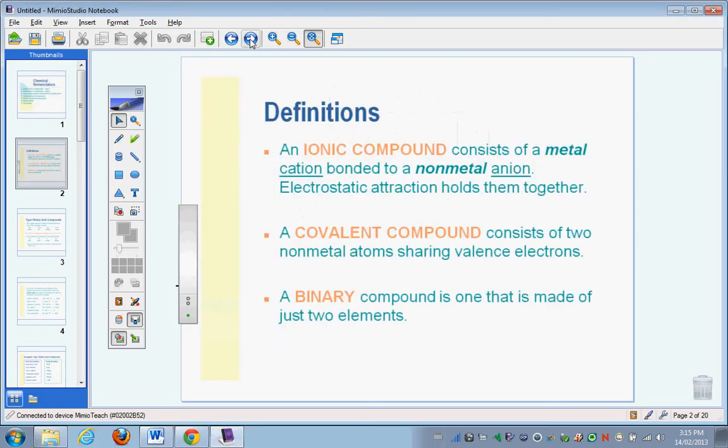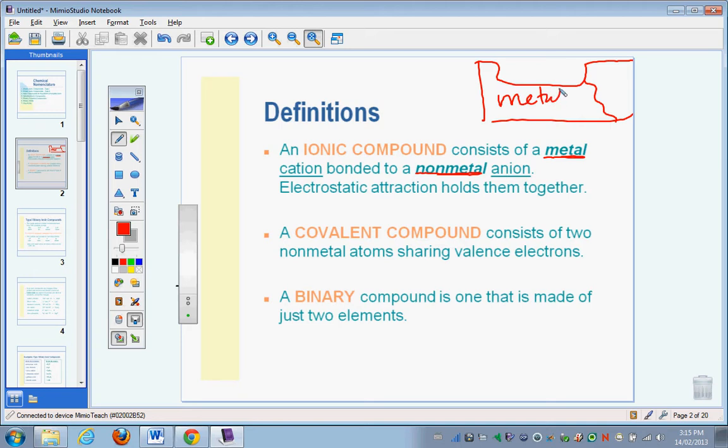Let's jump in. Some basic definitions. An ionic compound, the most important part of this definition, or at least the most useful part, is to remember that it involves a metal bonded to a non-metal. When you see a metal element bonded to a non-metal element, you know you're looking at an ionic compound. Now that's only useful if you remember on your periodic table that the metals are over here and the non-metals are over there. Okay?